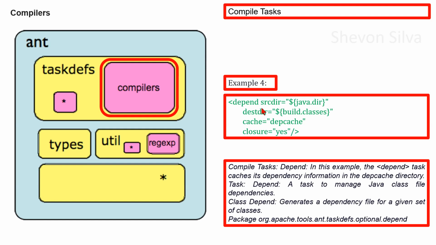Here remove any classes in the build.classes directory that depend on out of date classes. Classes are considered out of date with respect to the source in the ${java.dir} directory using the same mechanism as the Javac task. In this example, the depend task caches its dependency information in the dep cache directory.